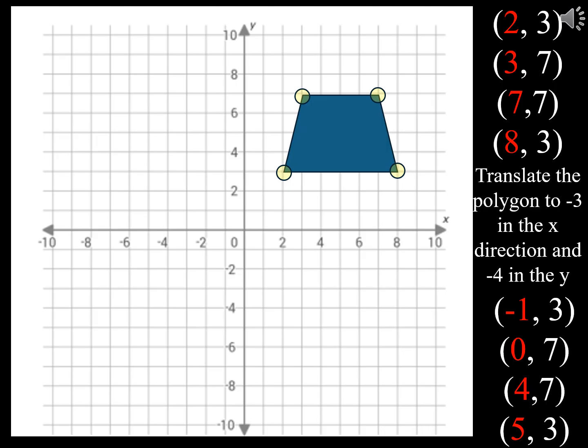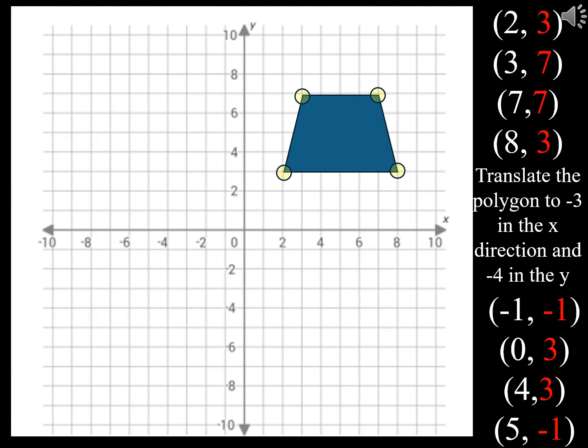And we're going to look at our x's, and we're going to subtract 3 from each of those. So if we have 2 and subtract 3, we're going to get -1. If we have 3 subtract 3, we'll have 0. And then 7 subtract 3 is 4. And finally, our 8 subtract 3 is 5. So now we have changed all of our x points, or all of our x directions, and now we'll need to do the same to our y.